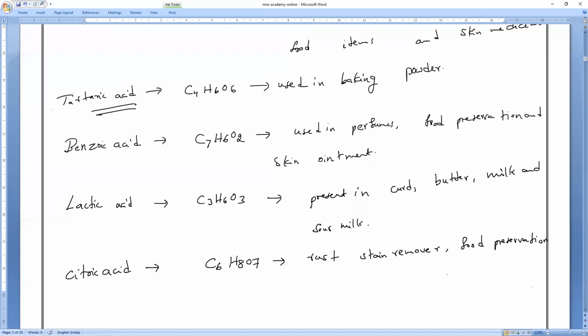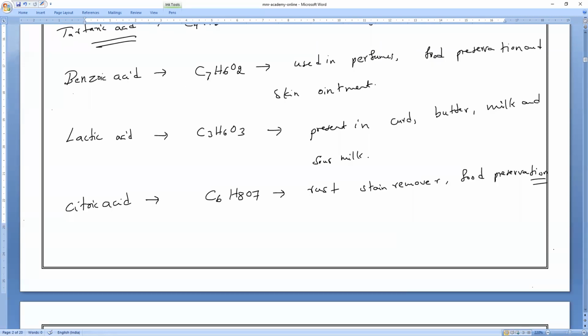Food preservation, that is what. So this is what we call citric acid: a rust stain remover as well as a food preservative. Next, oxalic acid. What is the source of oxalic acid? We all know. Tomatoes. Very good.